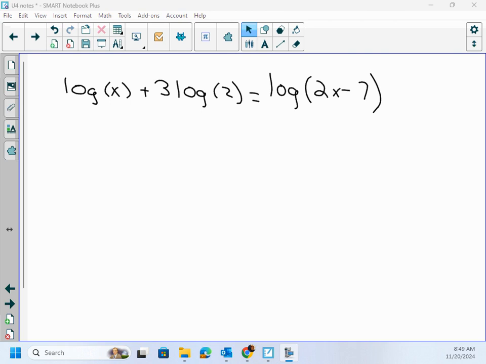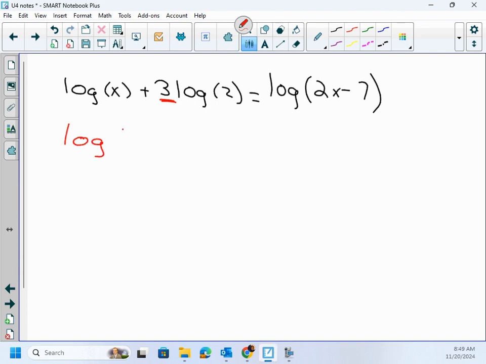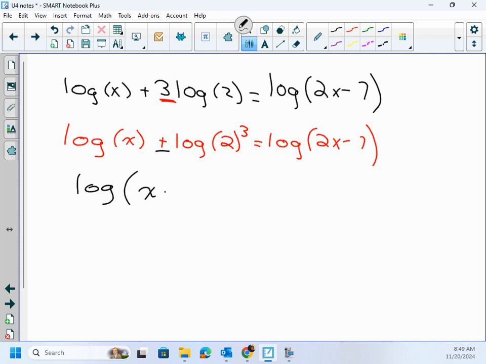Alright, so for problem number 2, we have now written this problem down, and again, I've got a 2 that power that I can deal with first. So I can deal with this power before you do anything else. So it becomes log of x plus the log of 2 to the third equals the log of 2x minus 7. Addition means multiplication. So this becomes the log of x times 2 to the third. Reminder, 2 to the third is 8. I'm going to change to that next.